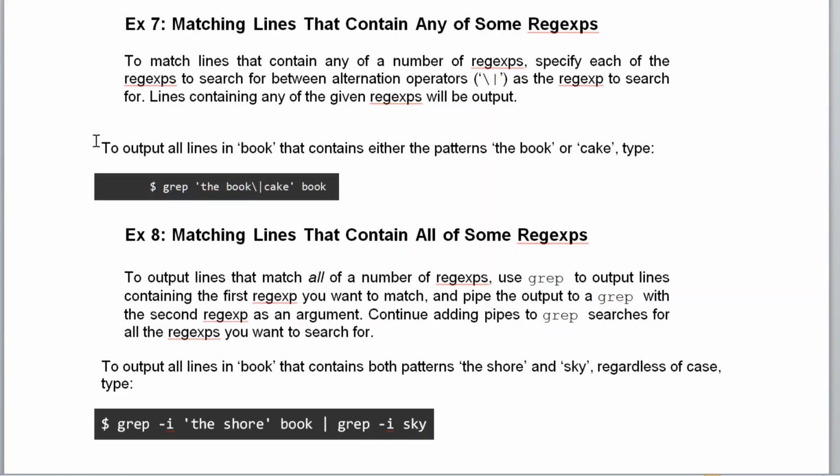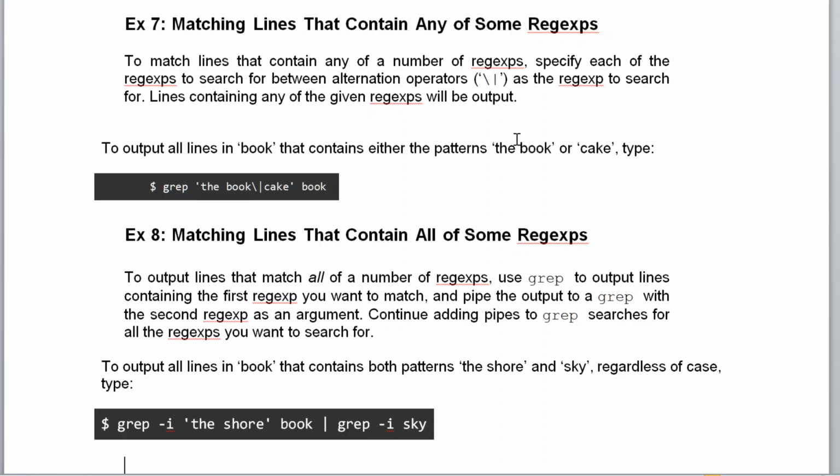Now we're looking at matching lines that contain any of some regular expressions. To match lines that contain any of a number of regular expressions, you specify each of the regular expressions to search for between alternation operators, such as backslash pipe, as a regex to search for. We're going to do that on the file book, and we're going to look for either the patterns the book or cake.